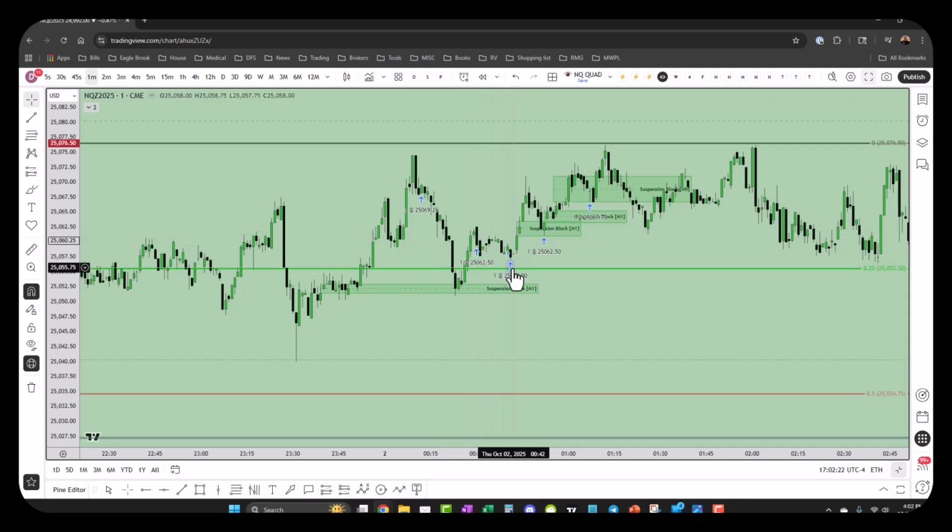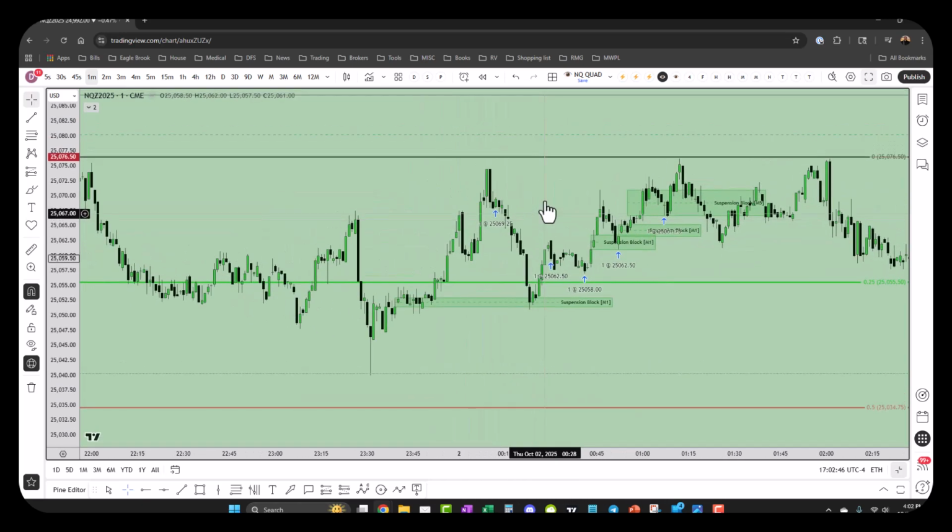Came back down, retraced into this fair value gap. Stopping right before here, so added on one there. Suspension block, came back down, retraced, added on. Now we got the 5 minute one here, come back down, trading all the way on. So this was the final entry, so 5 contracts. And then targeting.